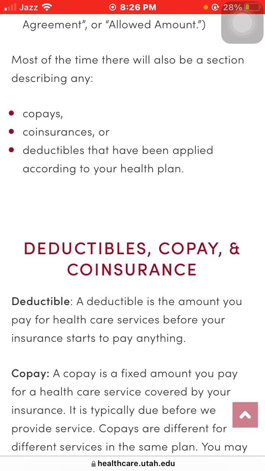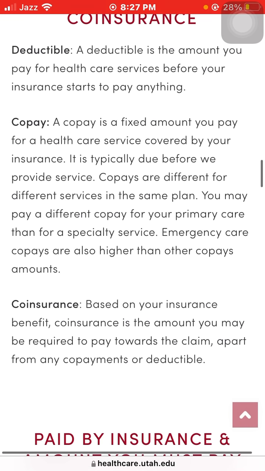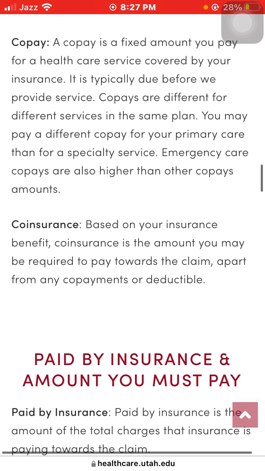Most of the time, there will also be a section describing any co-pays, co-insurances, or deductibles that have been applied according to your health plan. Deductibles, co-pay, and co-insurance. Deductible: a deductible is the amount you pay for healthcare services before your insurance starts to pay anything. Co-pay: a co-pay is a fixed amount you pay for a healthcare service covered by your insurance.